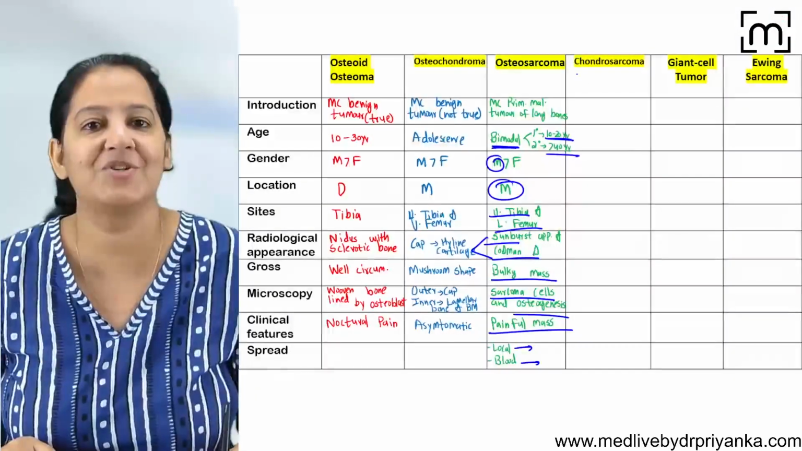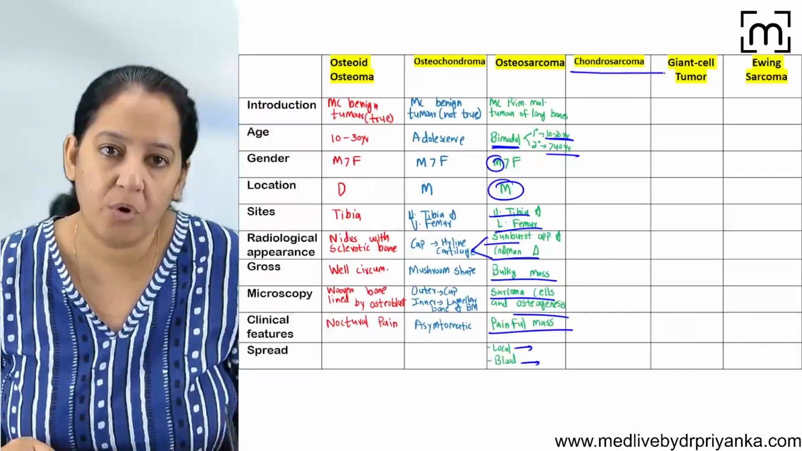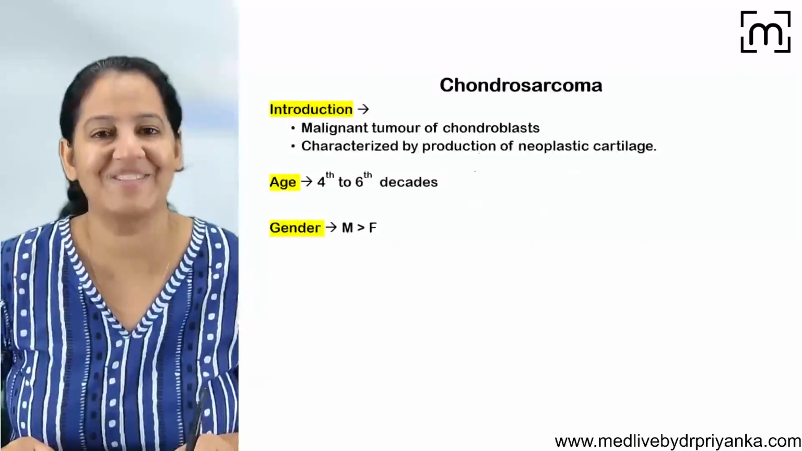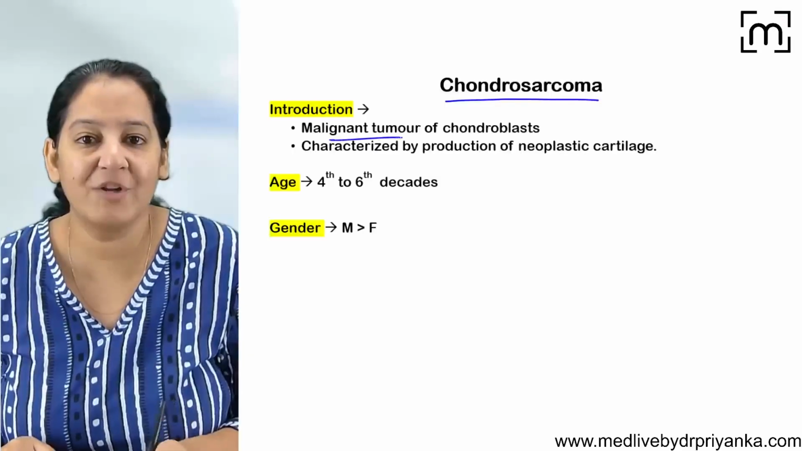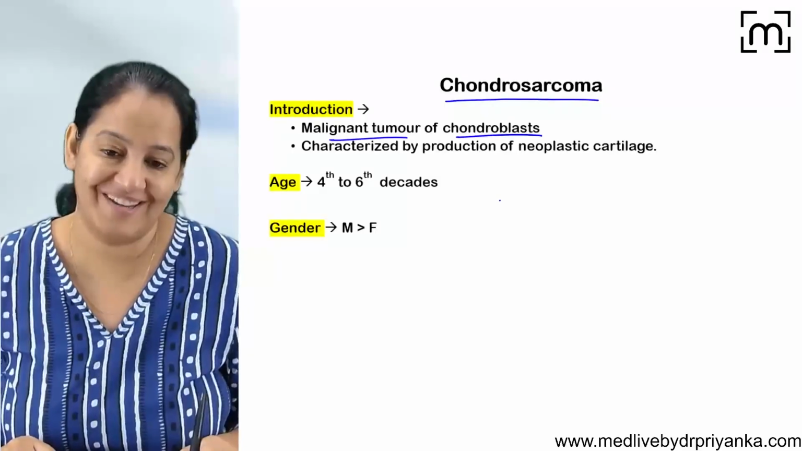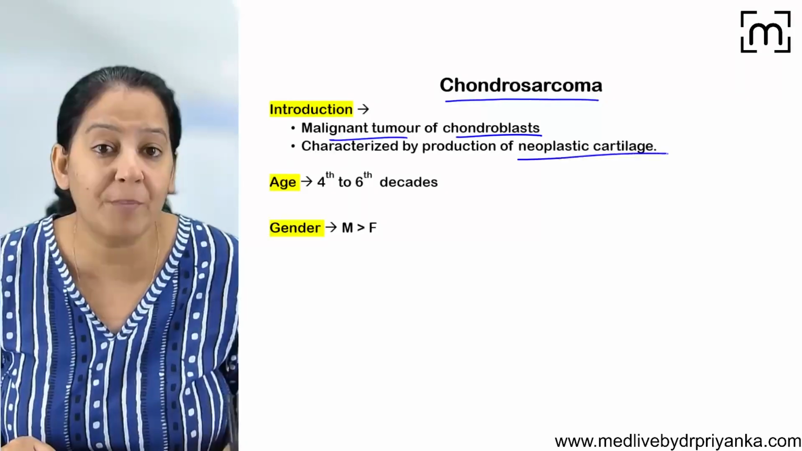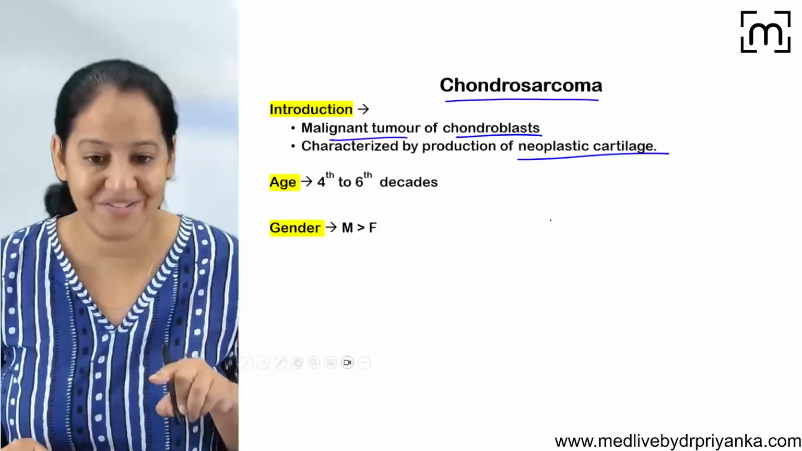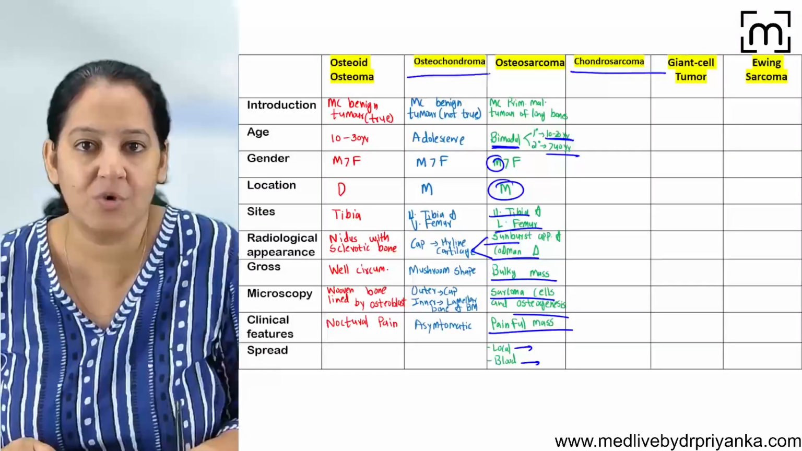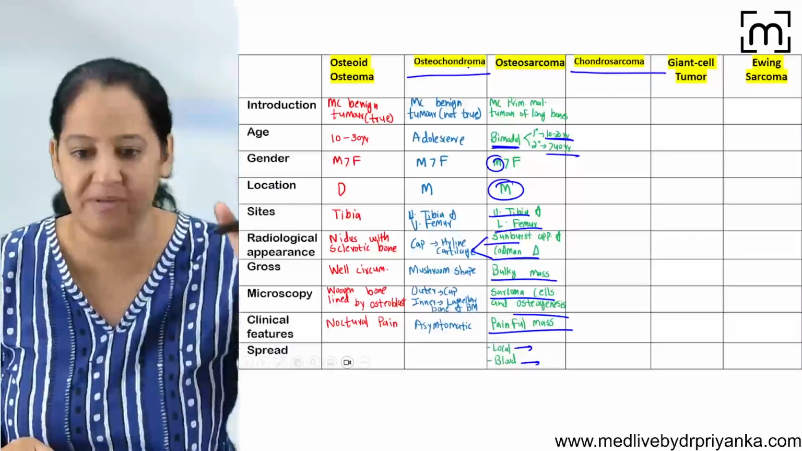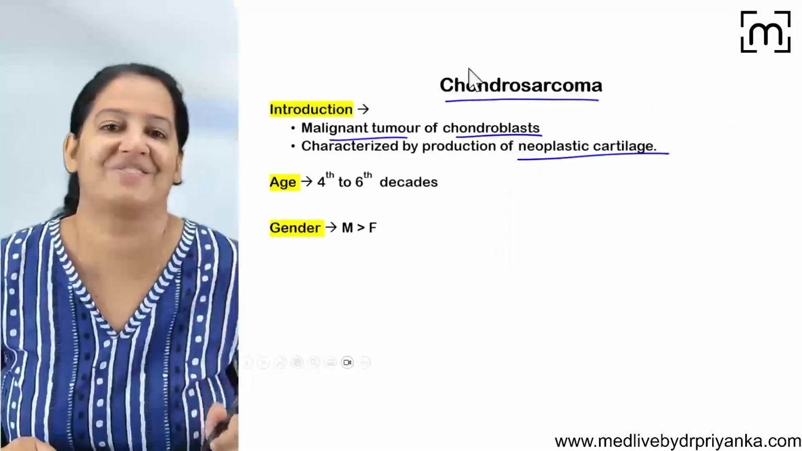Now coming to the next tumor, the cartilaginous malignant tumor, that is chondrosarcoma. So let's start the next tumor, chondrosarcoma. It is a malignant tumor of the chondroblast, characterized by production of neoplastic cartilage. It is also a cartilaginous tumor, but neoplastic. I told you of one more cartilaginous tumor, osteochondroma, in which a cartilaginous cap was there, but that was a benign cartilaginous tumor. This one is a malignant cartilaginous tumor.